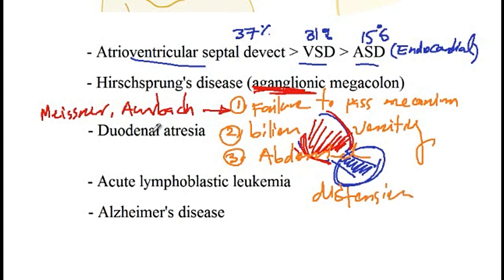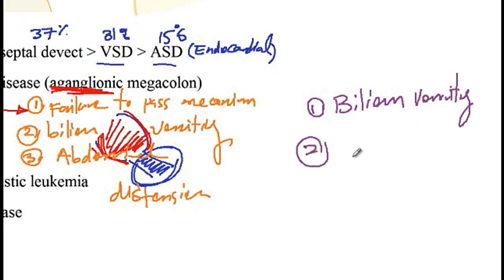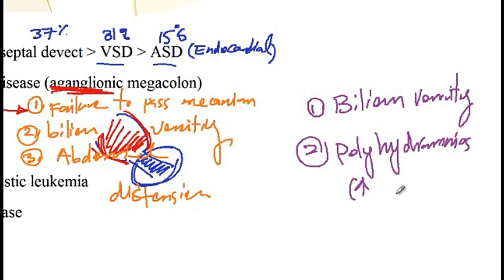Another possibility is duodenal atresia. So during embryonic development, the duodenum needs to be recanalized. And if there is failure of recanalization, then there would be duodenal atresia, as a consequence of which these patients develop bilious vomiting, as well as polyhydramnios during pregnancy. So since there is duodenal atresia, the fetus cannot swallow the amniotic fluid, and thus the amniotic fluid keeps building up. There would be increased volume, which causes polyhydramnios.